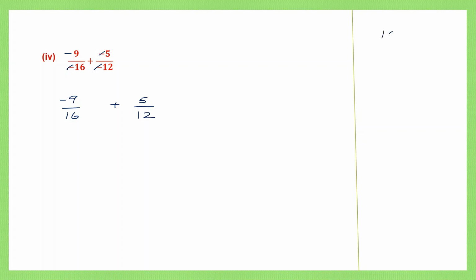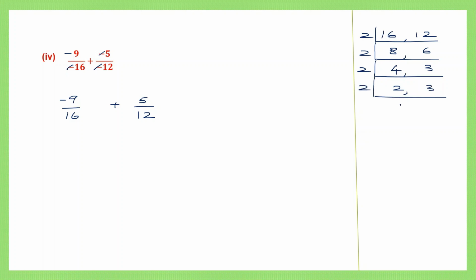Now let's find the LCM of 16 and 12. Now with 2, 2 8s are 16, 2 6s are 12. Continue with 2. 2 4s are 8, 2 3s are 6. Again use 2. 2 2s are 4, and you bring down 3. Continue with 2. 2 1s are 2, bring down 3. Now we're going to use 3. 3 1s are 3.